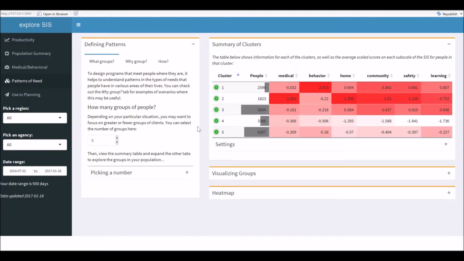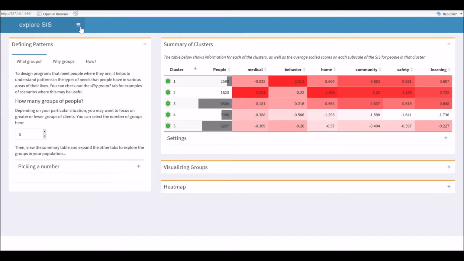What you see on the screen here on the left side is where we can choose how many different clusters, or groups of people, we want to identify. And we're trying to find the clusters that have the most distinct characteristics throughout that cluster.